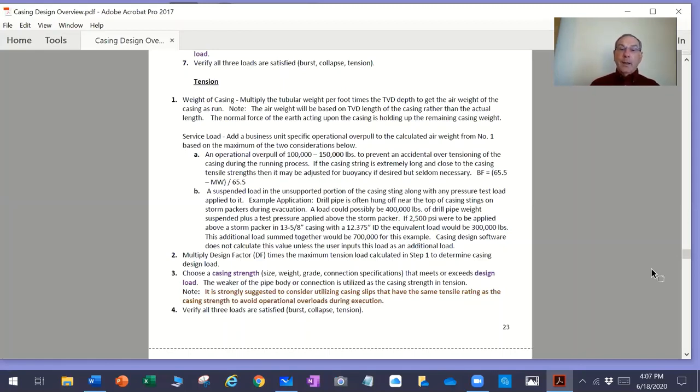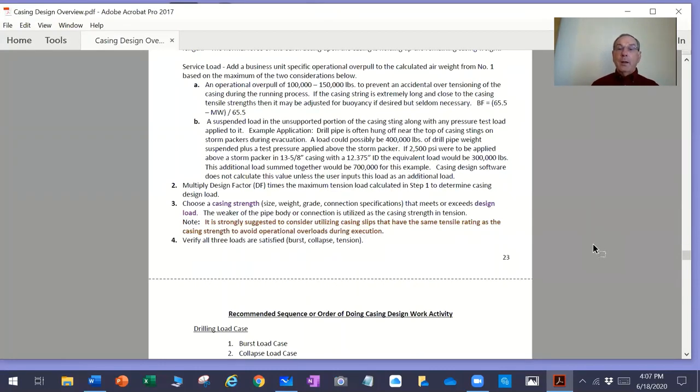So, and I've already mentioned other, I call them learning practices. And here's another one that I strongly encourage. I strongly suggest to utilize casing slips that have the same tensile rating as the casing strength to avoid operational overloads during execution. I have seen a case where a vendor asks you, how deep are you running casing and what's the weight and grade of it?